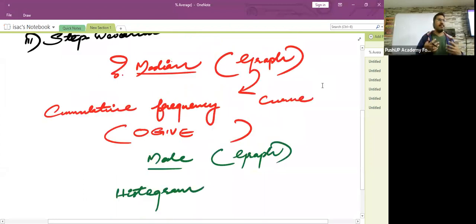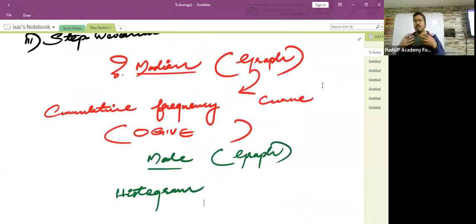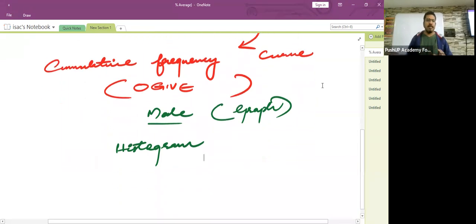Children, how do we find the median for grouped data? By using a graph. On the graph, what are you going to draw? The cumulative frequency curve. Okay. What is the other name of cumulative frequency curve? Ogive. All right. Now everything will be done in detail later.